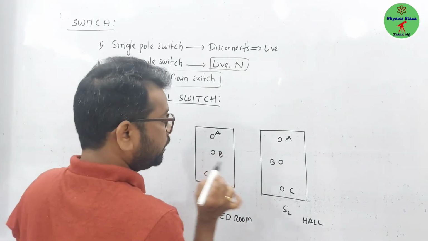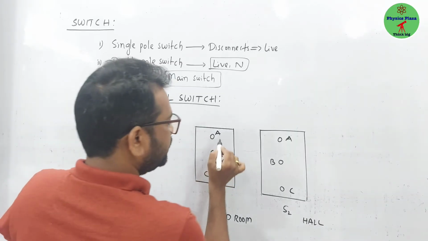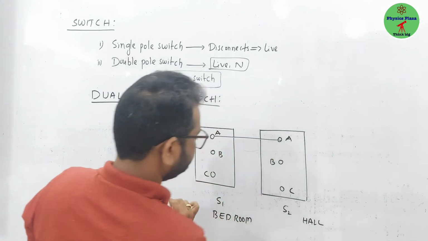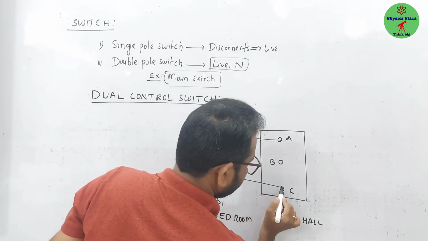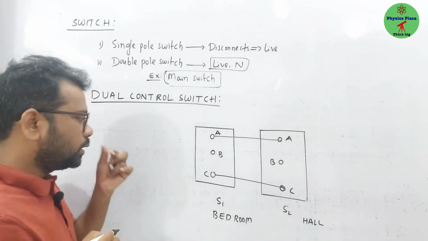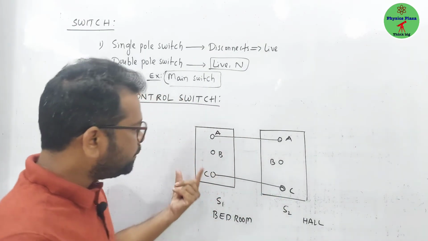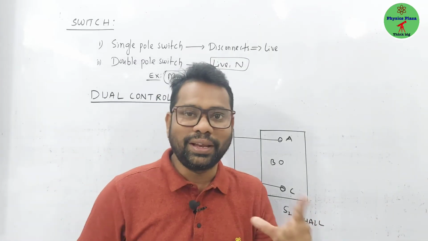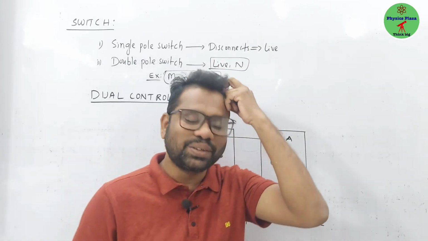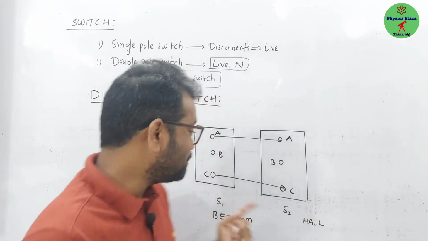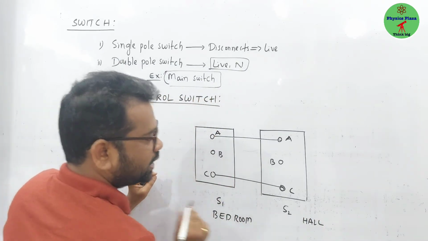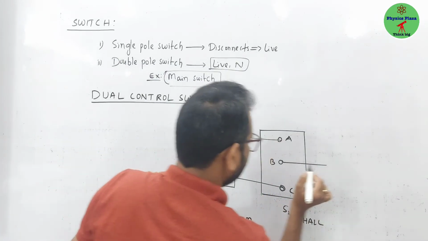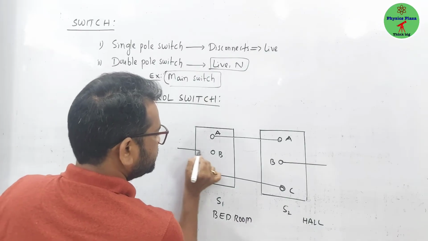Okay now, see inside how the connections are established. A and A are connected. C and C are connected. Okay now, so B and B are dangerous. B and B you should not connect. Okay, so B and B you should not connect. Now let's look at it. This is made like this. Okay, now it is like this.